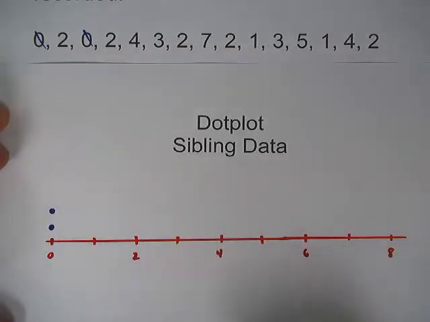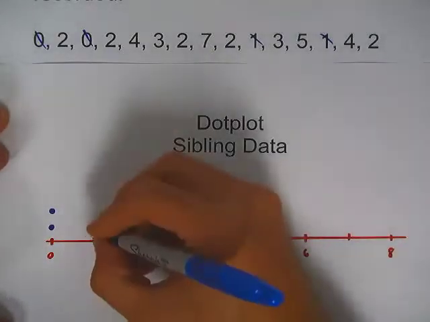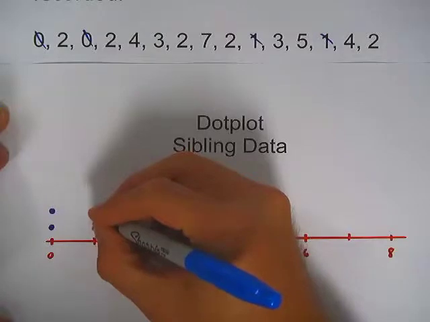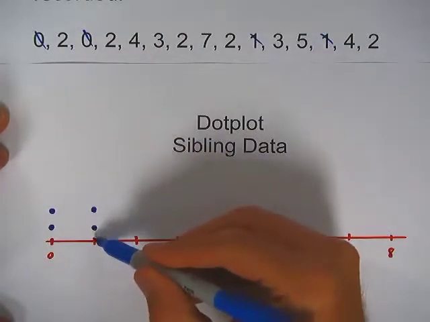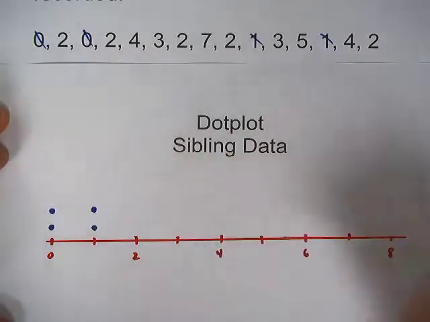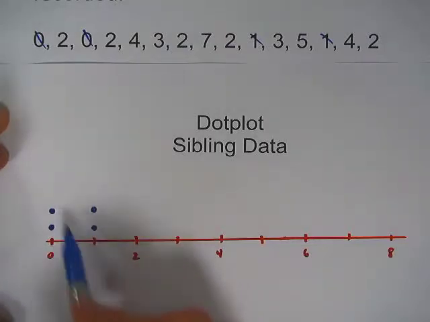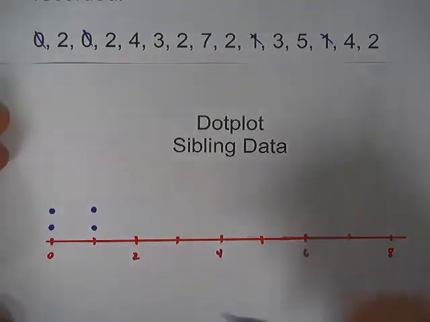Okay, so next I'm going to go to 1. So 1, 2. Okay, so I had 2 1s. Now what I want to make sure I do when I do my next one here is that I maintain the same spacing between dots and I make my dots about the same size, so that since 0 had a frequency of 2 and 1 had a frequency of 2, the two stacks of dots should be the same height.